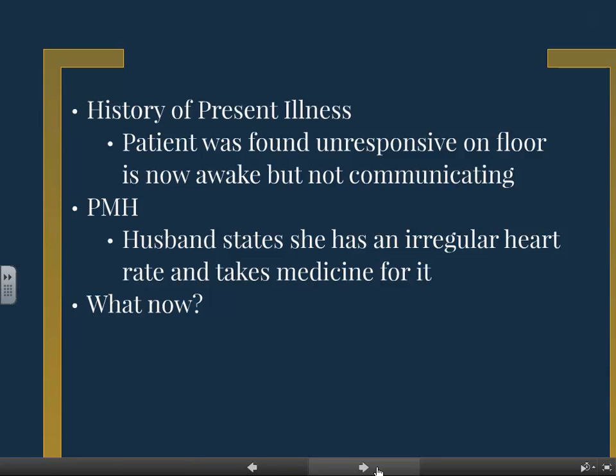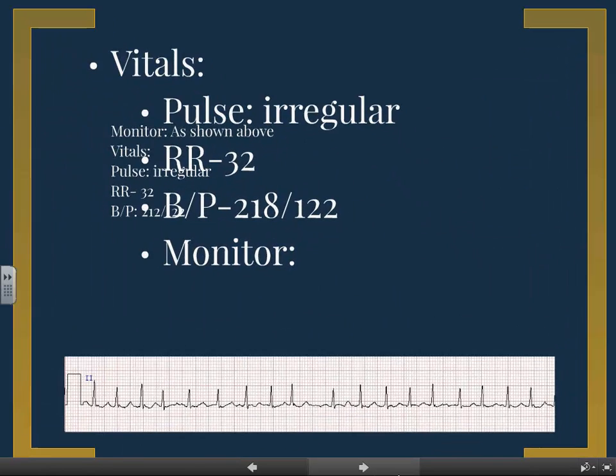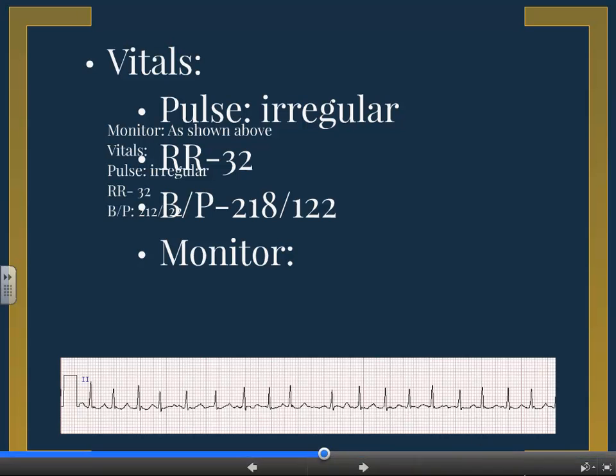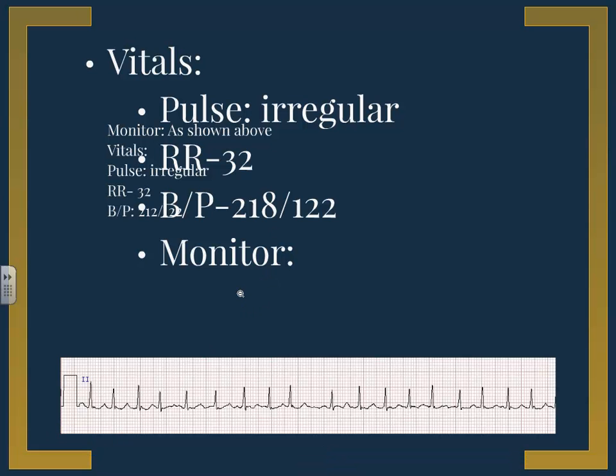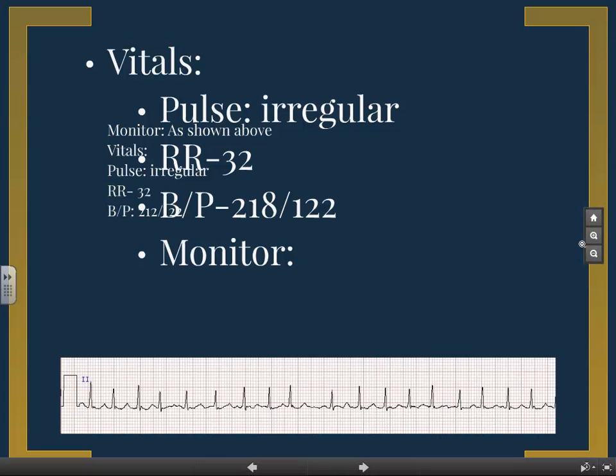History of present illness. Patient was found unresponsive on floor, is now awake but not communicating. Husband states that she has an irregular heart rate and takes medicine for it. What now? What do we do? Let's throw her on the monitor. Pulse irregular. Respiratory rate 32. Blood pressure 218 over 122. And this is what you see on the monitor.